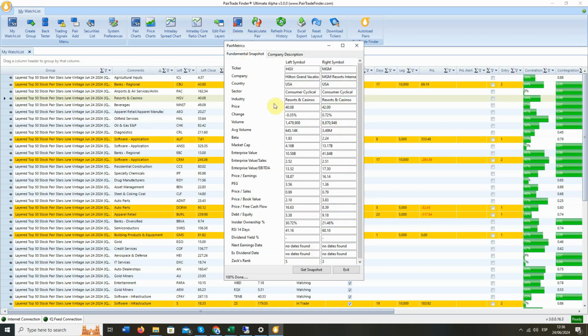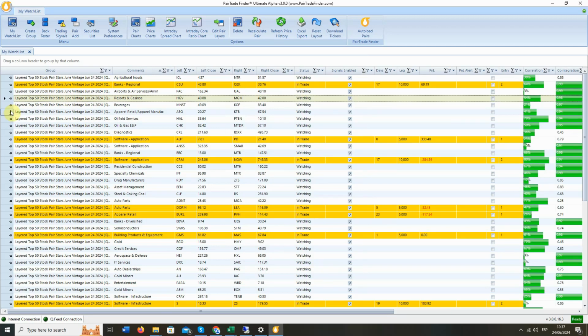How do they look fundamentally? Both in the same industry subsector, price almost the same, beta 1.83 versus 2.2, pretty close, enterprise value 11 versus 41, within tolerable ranges, EV to sales identical, EV to EBITDA 14 versus 17, very close, price earnings 19 versus 16, very close. You can see here price to sales 1 versus 0.8, all very, very close. So the market is valuing them in a very similar way. So that's one example of a pair that you no longer have to go and look for because we've done it for you, and we've done it for you 50 times with 50 great pairs.